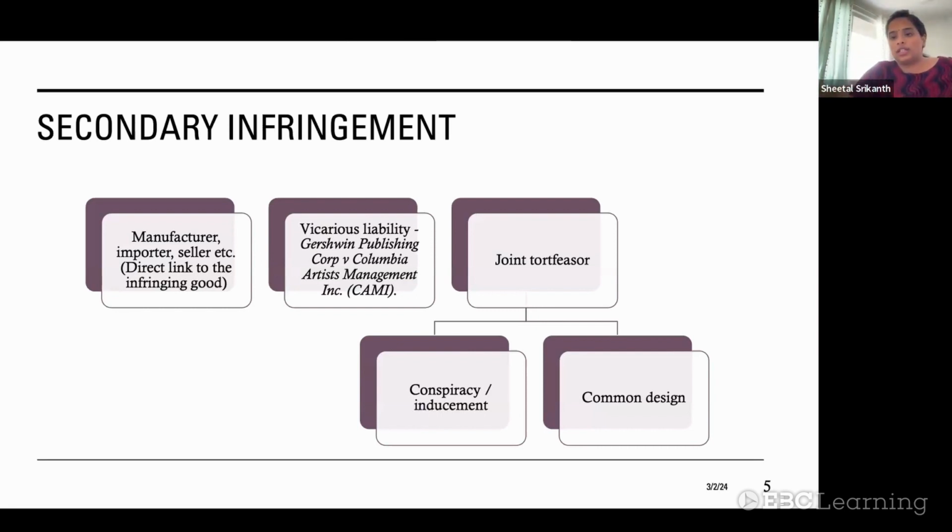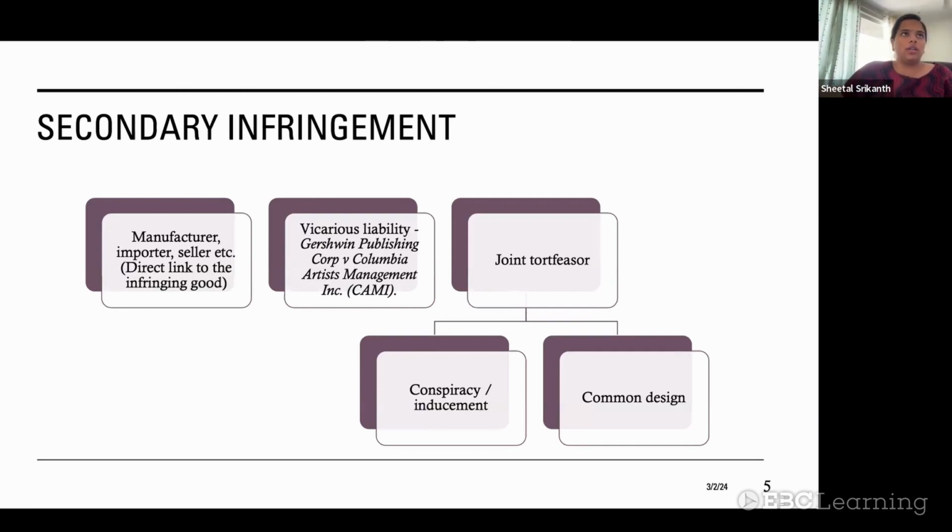So as the term would suggest, vicarious liability is generally a concept in tort law, which suggests that an employer, or a person under the approval of whom something is happening, should be held vicariously liable for the actual damage or loss that occurs, right?